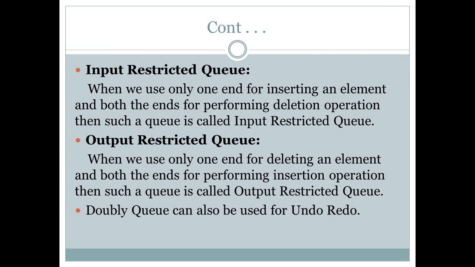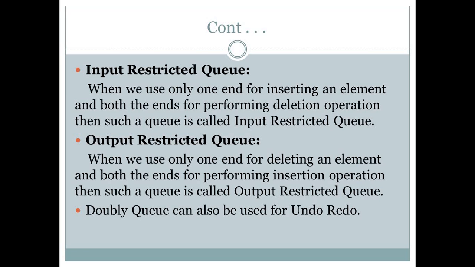Opposite of the input restricted queue is the output restricted queue. In an output restricted queue, we can insert items at both ends, but we cannot remove items from both ends. We can only remove an item from one end only. So that is the output restricted queue.